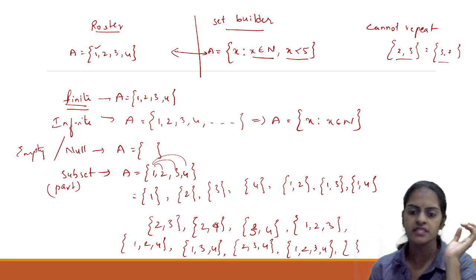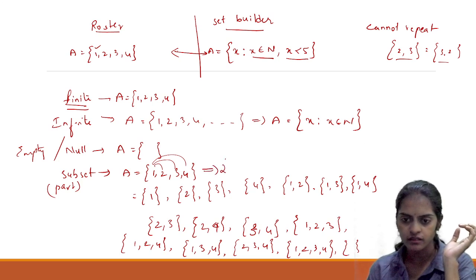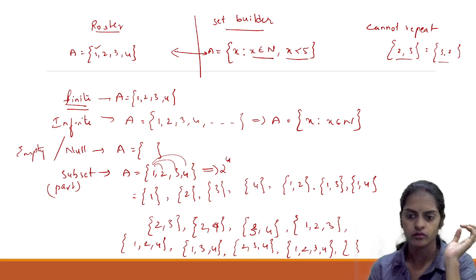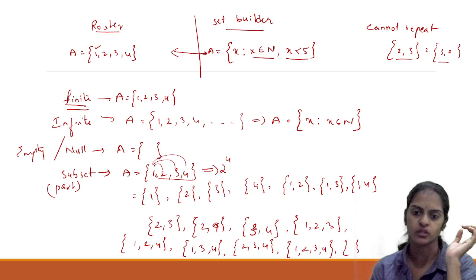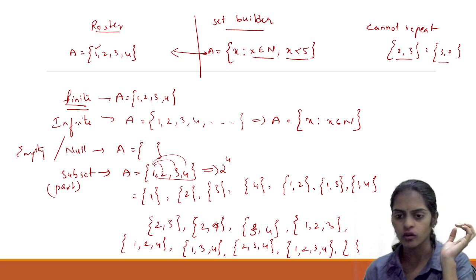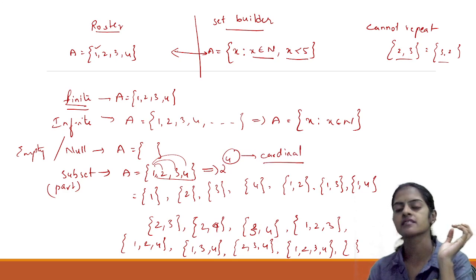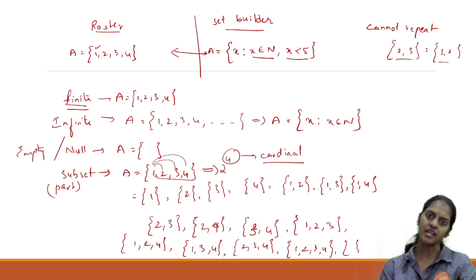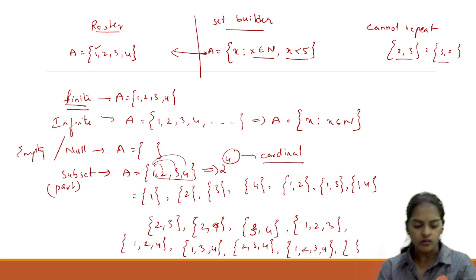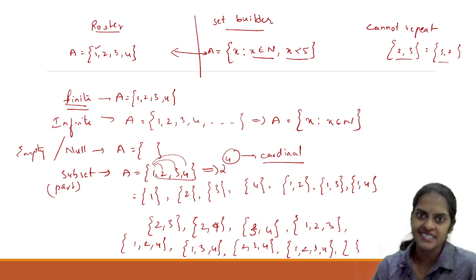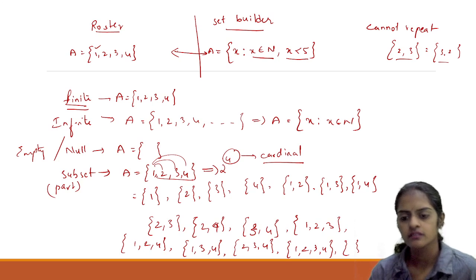So totally how many subsets you will get? 2 power 4. Okay, how many elements are there? 4. So 2 power 4. That 4 is called cardinal number. How many elements are there? The number of elements in the set, if you count and tell, that is called cardinal number. And you can count the elements in only finite sets, isn't it? You cannot count the elements in infinite sets, right? So this is the concept.